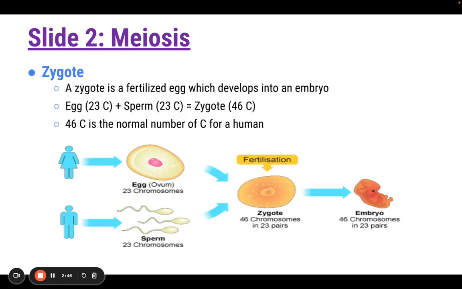A zygote, you may remember, is a fertilized egg that forms whenever a gamete egg cell and a gamete sperm cell, remember these are both haploid cells, fuse together during fertilization to form the first diploid cell. So in the 46 chromosomes, one set comes from each parent. 46 chromosomes is the normal number of chromosomes. The C is the abbreviation for chromosomes for a human.